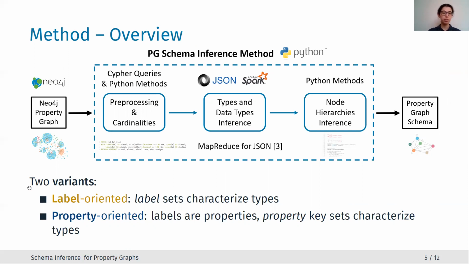We have developed two variants of this schema inference method. The first one is based on the assumption that labels characterize types. However, when we only consider labels, we're actually missing out on the information provided by the properties. So this is why we introduced a second variant where the property keys are the ones to characterize the types. In this presentation, I'm going to focus more on the label-oriented variant.